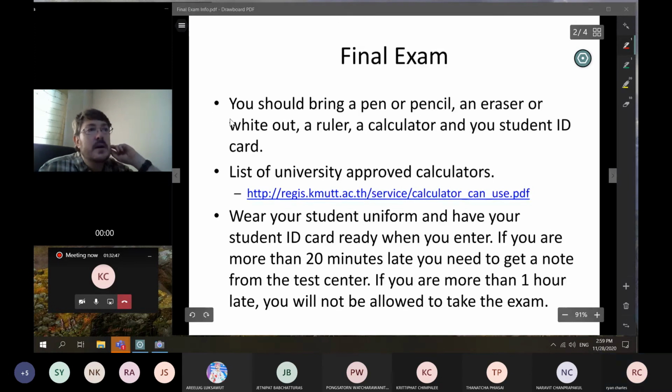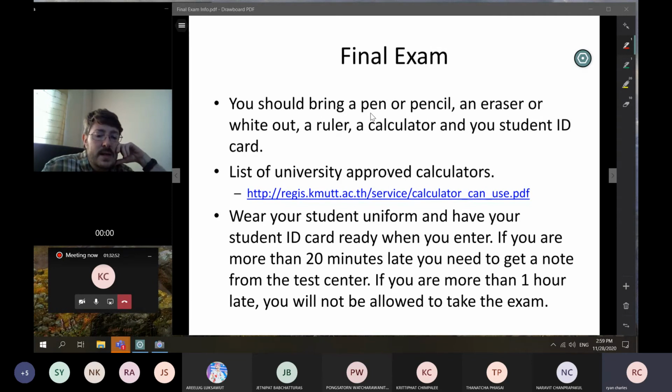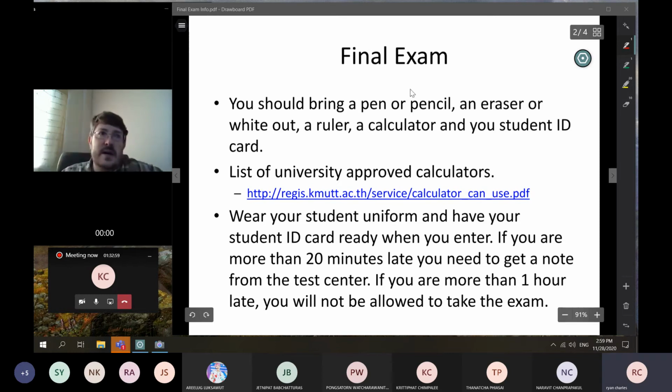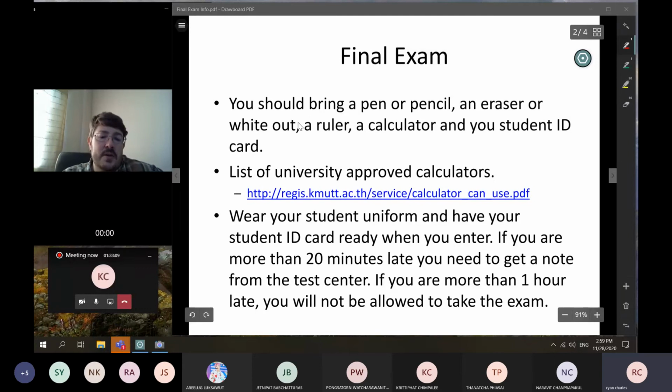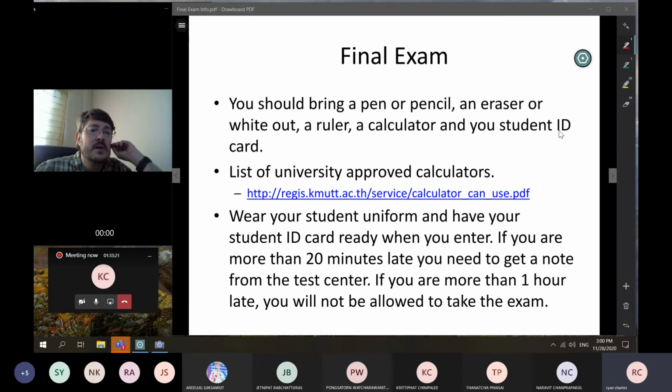All right. You have to be prepared, right? It's a real exam, right? You're going to sit down and take a paper-based exam here. So be prepared, right? Have a pen or a pencil. For my exams, you're maybe going to make mistakes, so bring a pencil probably with an eraser, right? Or a whiteout if you're using a pen. You should have a ruler, right? Because you might have to draw lines. You should have your calculator. And you should have your student ID card, right? At a minimum.